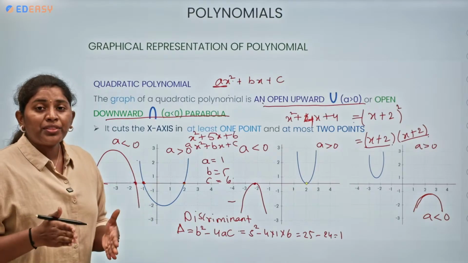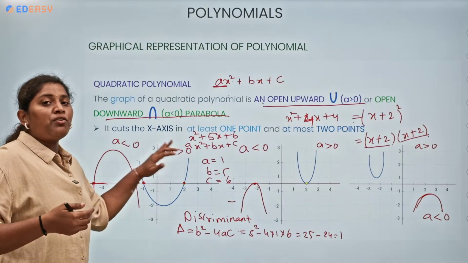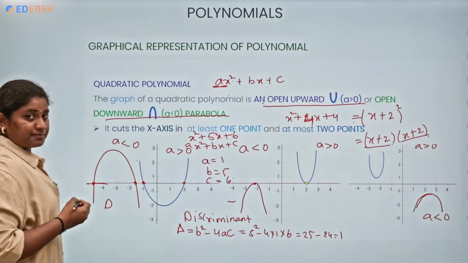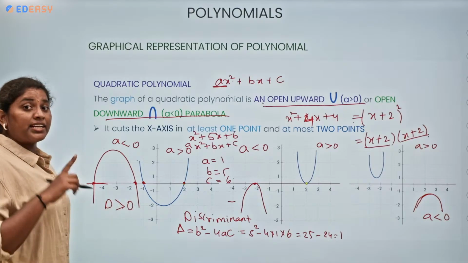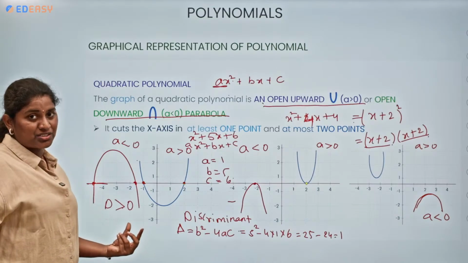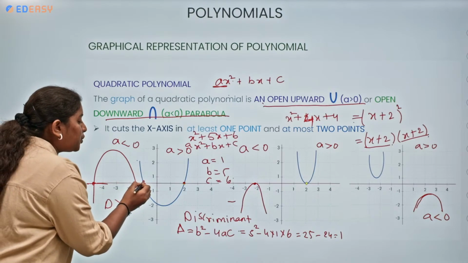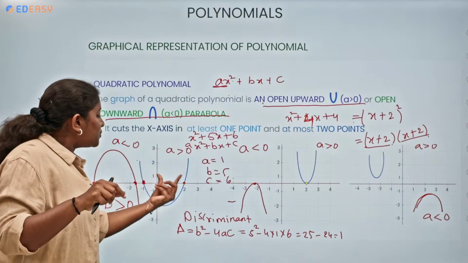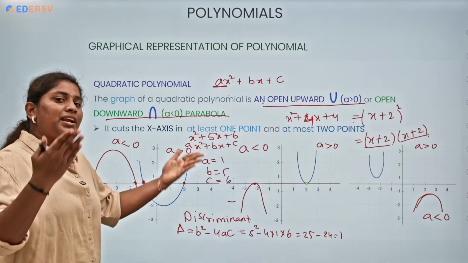Now, depending upon the value you get for the discriminant, you can say what type of zeros you have. Let's see. If the discriminant is greater than 0, meaning positive values like 1, 2 and so on, then the quadratic polynomial has two zeros, and those two zeros are real and distinct values. It means separate values.